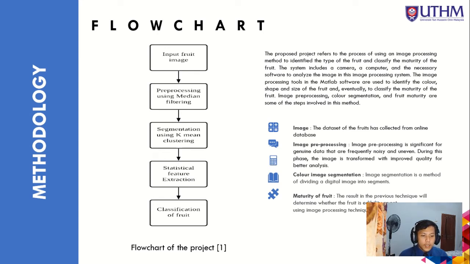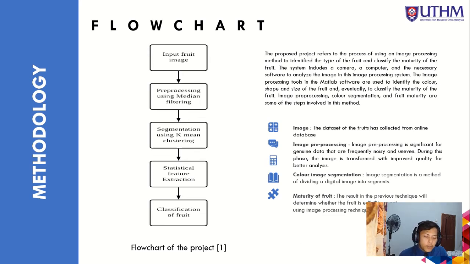The image is the dataset of the fruits as collected from online databases, which are Google Images and the Kaggle dataset. Image processing is significant for raw data that are frequently noisy and uneven. During this phase, the image is transformed with improved quality for better analysis. Color image segmentation: image segmentation is a method of dividing a digital image into segments. And lastly, maturity of fruits. The result of the previous technique will determine whether the fruit is edible or not using image processing techniques.